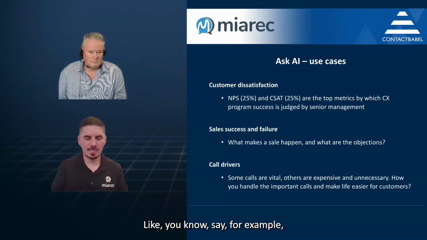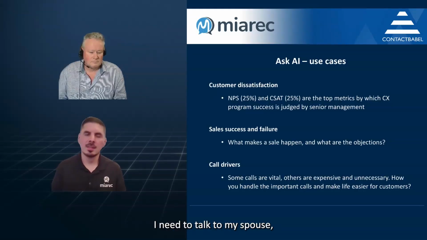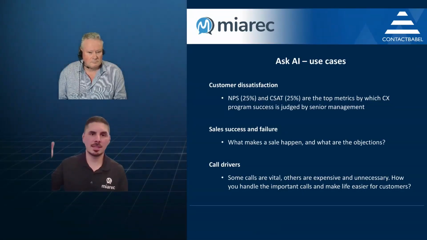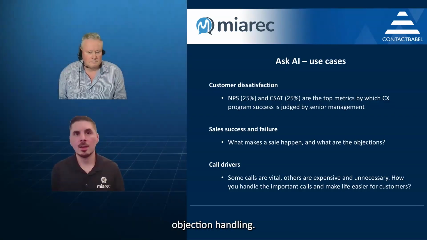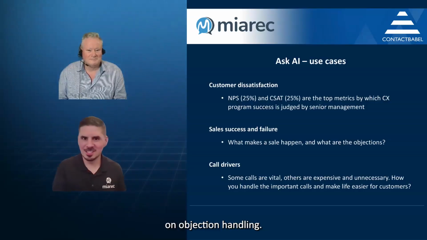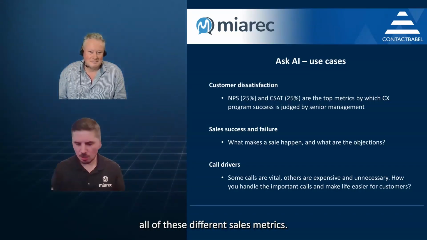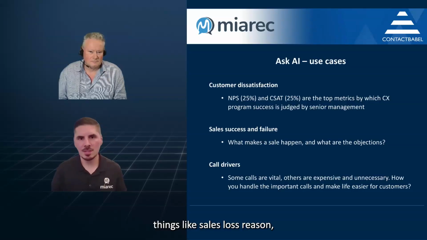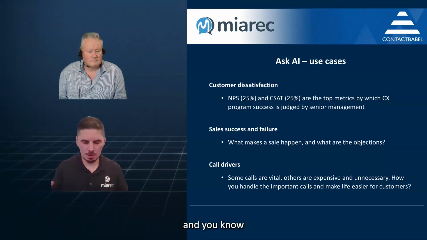Say, for example, if someone says, oh, I need to talk to my spouse, the AI can look at the agent's response and say, they overcame it. That's a 5 out of 5 score on objection handling. Or the rep was like, oh yeah, go ahead, talk to your spouse and call me back whenever. That's a 1 on objection handling. So the AI is scoring all of these different sales metrics, and that's just to name a few. It also scores things like sales lost reason, lead score, and all of those different things.